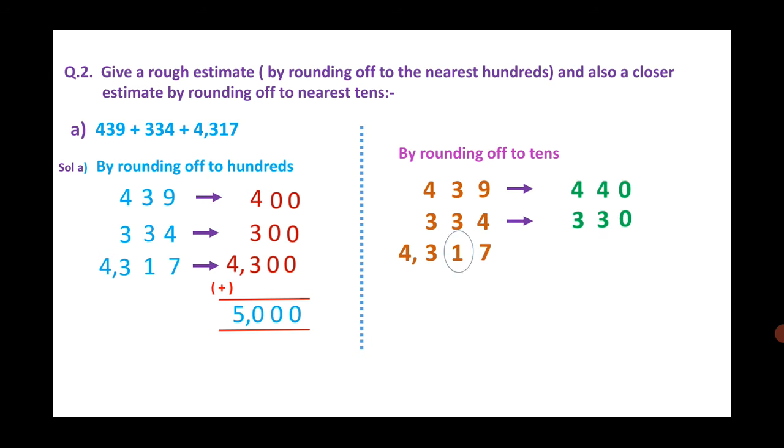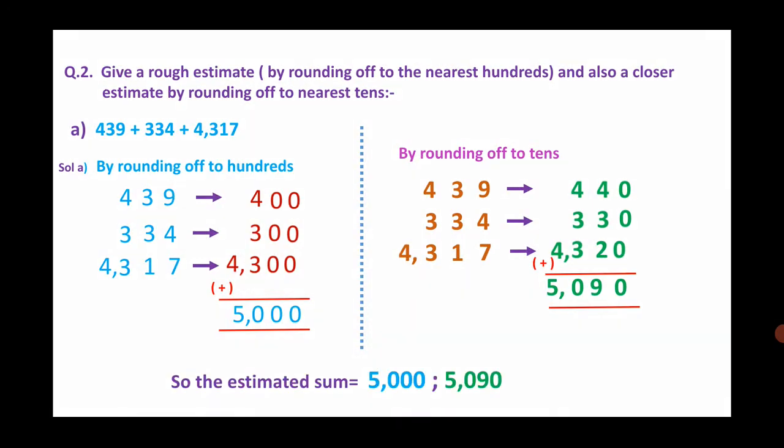So my tens place is 1. To the right of 1 it is 7. 7 is greater than 5, so what are we going to do? We are going to add one more to this one. So my number will become 4, 3, and after adding one more to this one I'll get 2, and all the rest of the digits will turn to 0. So now this is my number, and after adding it what do I get? I get 5090. So this is my estimated sum.